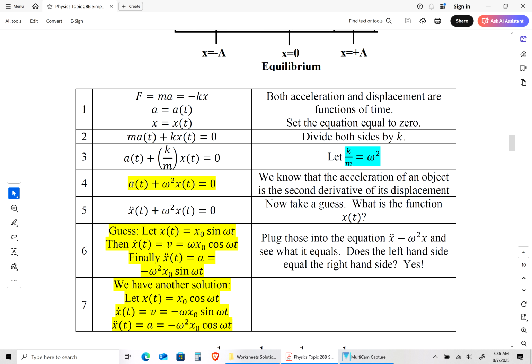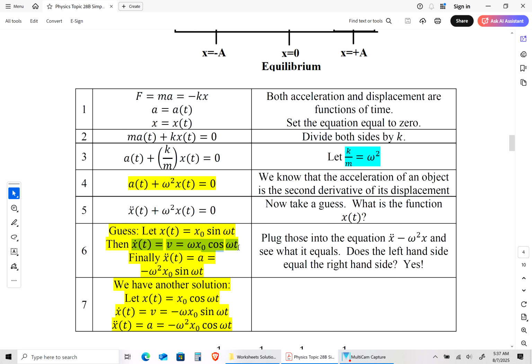Now, we know that acceleration is the second derivative of displacement. So a is x double dot. So now let's take a guess. If we have a function x, and we take the second derivative of that function and we substitute x and the second derivative of x into this equation, do we get 0? So let's guess x of t equals x sub 0 sine omega t.